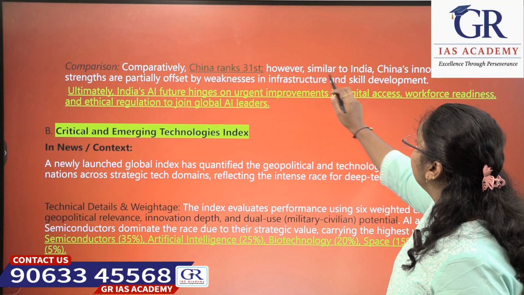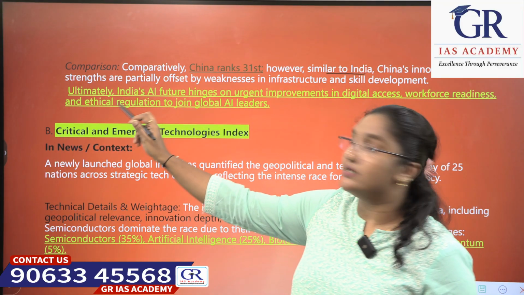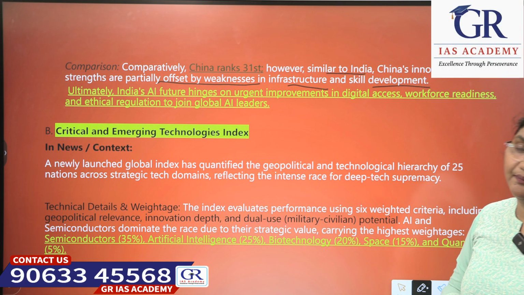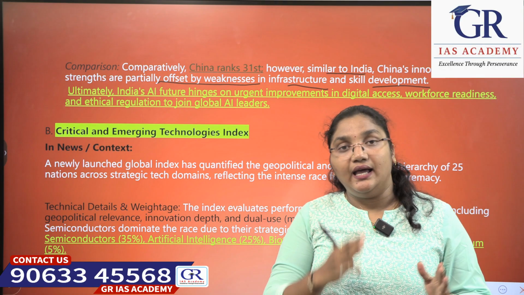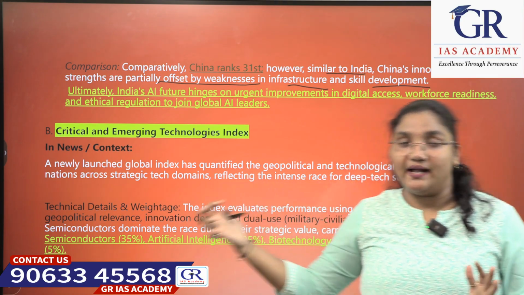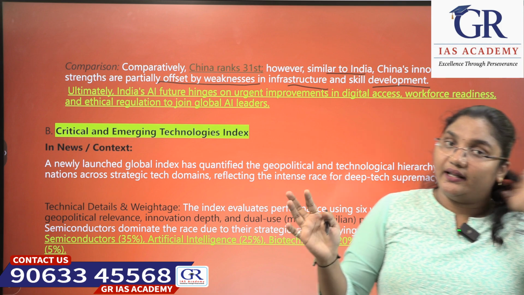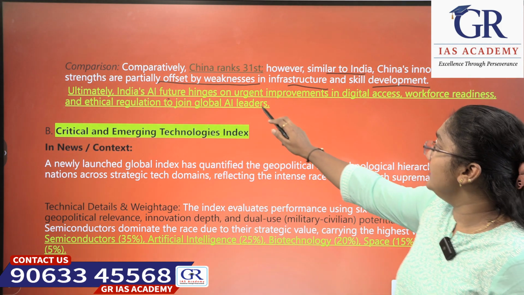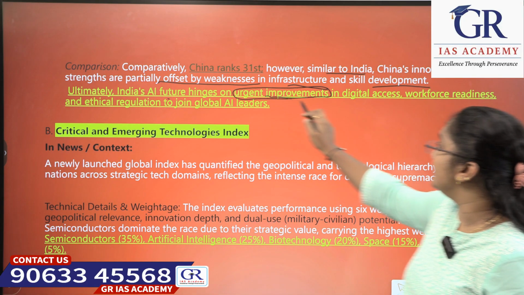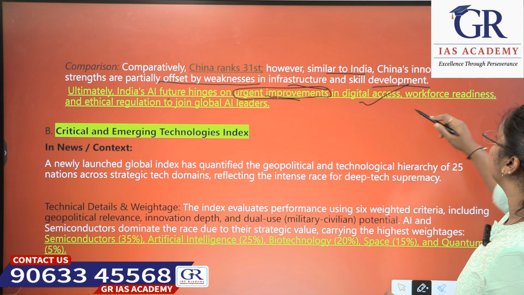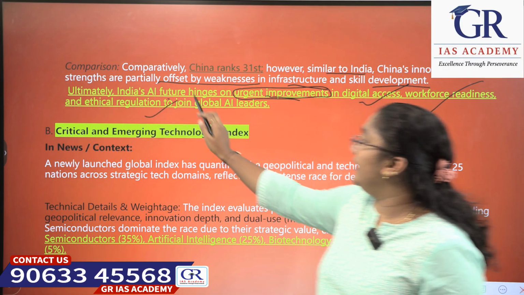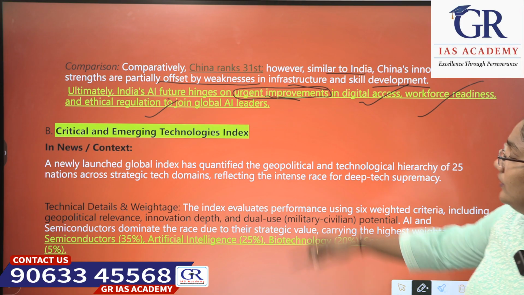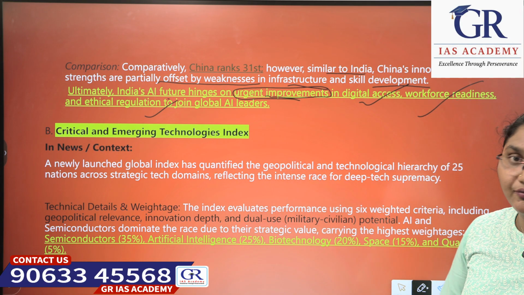Why? However, similar to India, China's innovation strengths are particularly offset by weaknesses in infrastructure and skill development. The same thing: infrastructure and skill development have been holding these countries back, though they are way ahead in technology. Ultimately, India's AI future hinges on urgent improvements in digital access, workforce readiness and ethical regulation to join global AI readiness. Okay. Global AI leaders. This is what India has to come up with.